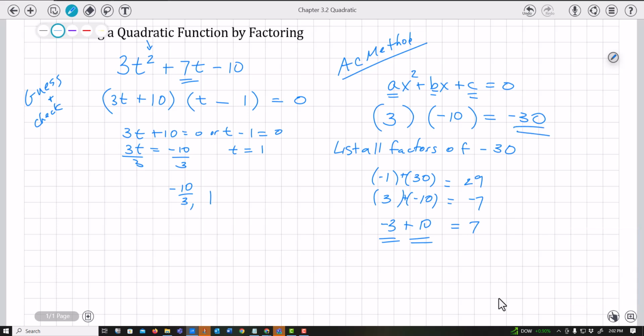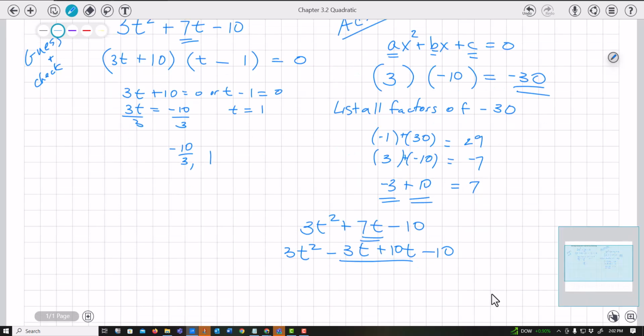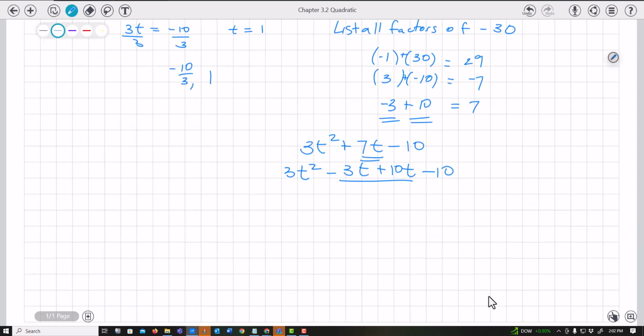So once you find two factors of a times c that you can add to get this middle term, then what you do is factor by grouping. We are going to change this middle term into a minus 3t plus a 10t. So convince yourself that that is the same, right? And now we can do it by grouping. We can factor out a 3t, so we're left with t minus 1, plus we can factor out a 10, so we're left with a t minus 1. Factoring by grouping, t minus 1, and then 3t plus 10.